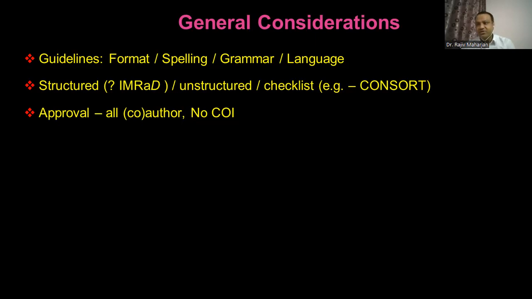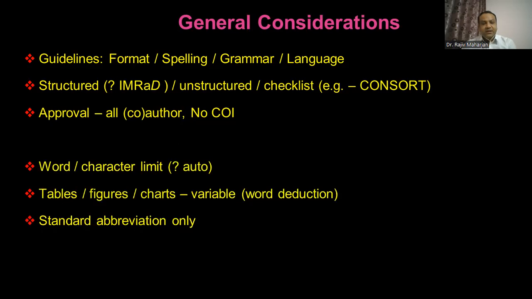It may be an unstructured one, and you may have to follow a certain checklist as given by the CONSORT guideline while writing an abstract, especially if you are writing an abstract for a randomized study. There must be approval from all the authors with no conflict of interest. There must be some word limit or character limit. In online submission platforms, there is an auto function for the word limit.